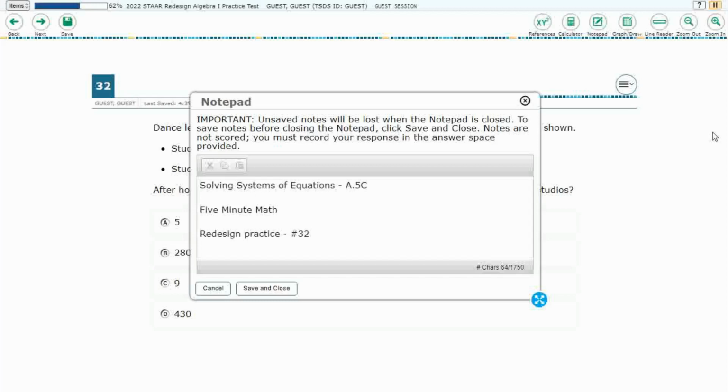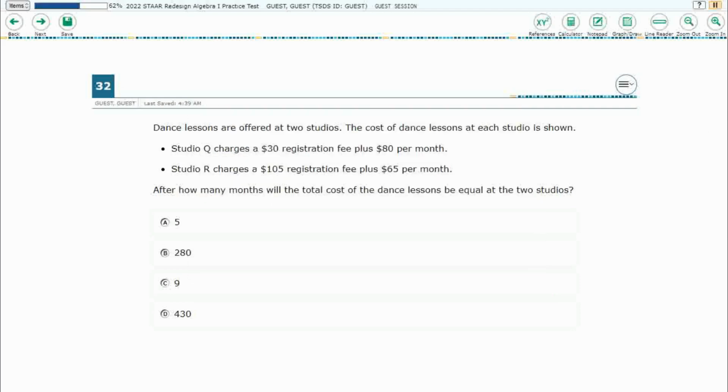Today we are looking at the Algebra 1 concept of solving systems of equations. This is standard A.5C in the great state of Texas, and we are using item number 32 of the Redesign Practice Online STAAR test. If you haven't done so already, please go ahead and take a moment to pause the video, work this problem out on your own, unpause it, and we will look at our answers together.